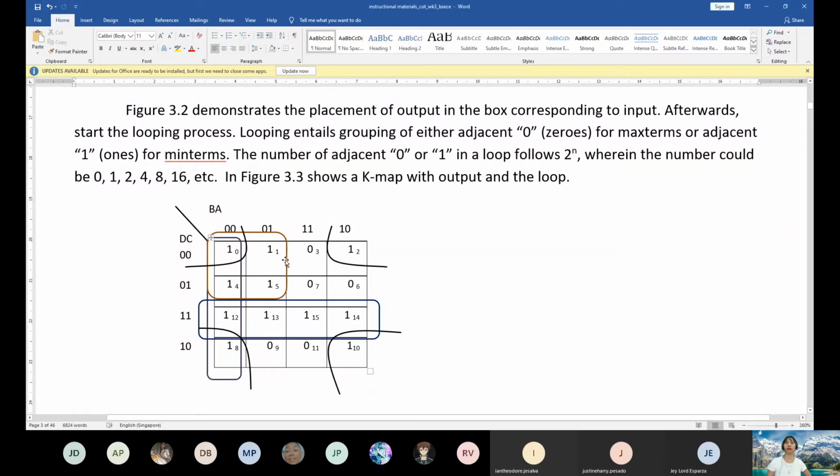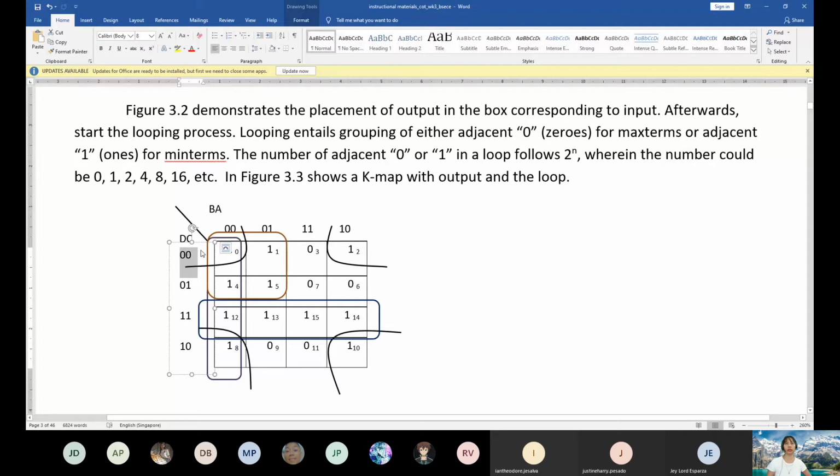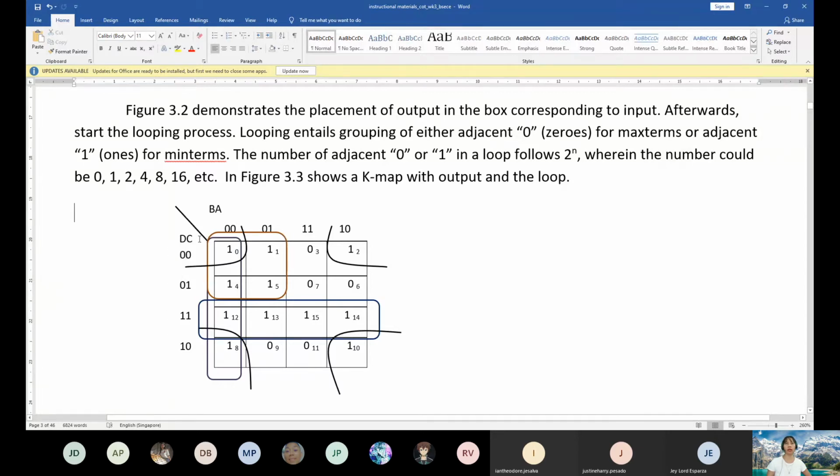Okay, so for the first loop, the orange loop here, you compare column per column and row per row. You have to compare C to C and D to D. If they are different, let's say you have 0 and 1 values, then that literal is automatically eliminated.